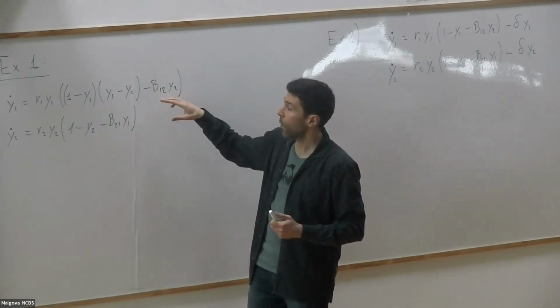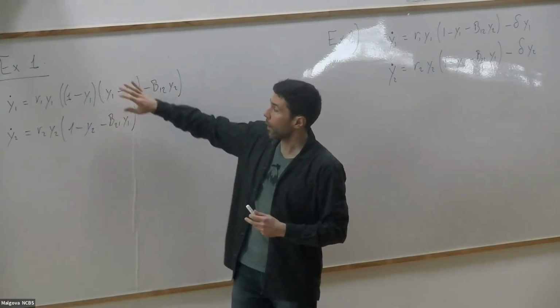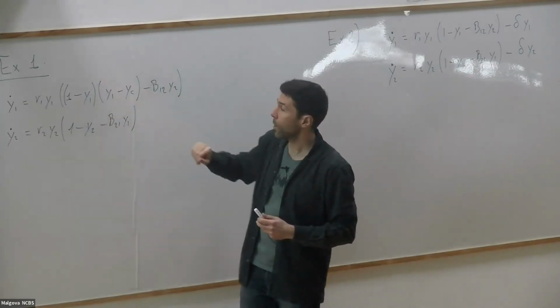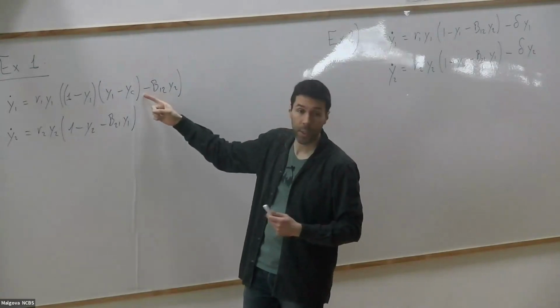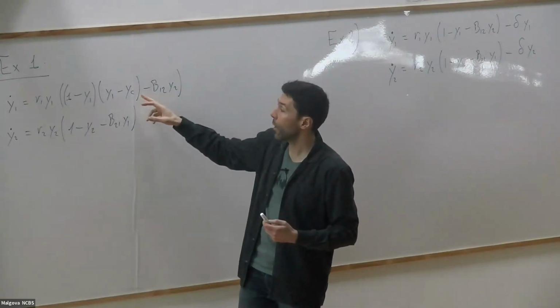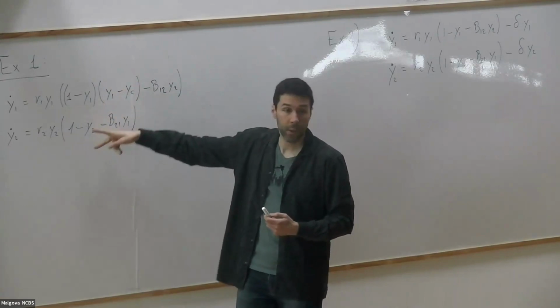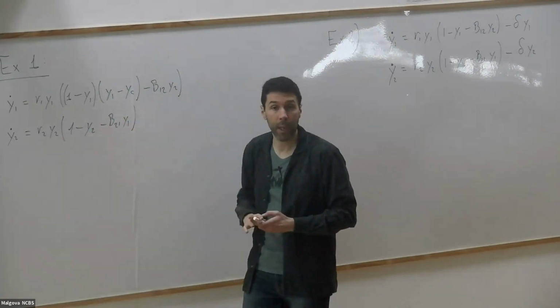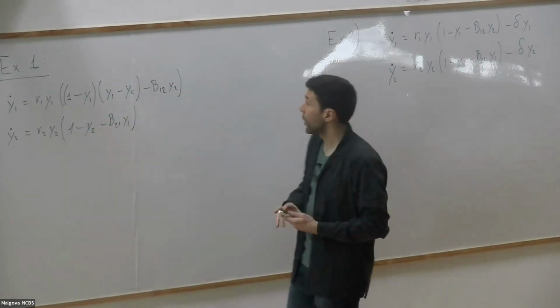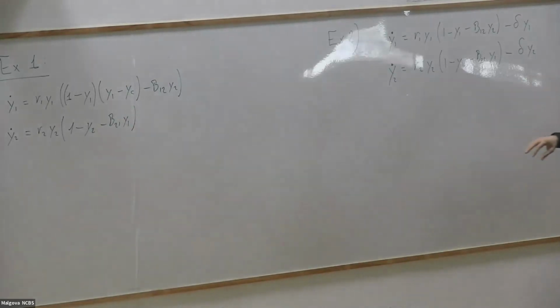So you can play with comparing the classical Lotka-Volterra model with this model in which you have one species having the Allee effect, or even if you have this form for the two species, so the two of them have the Allee effect. Okay? This is one of the exercises.